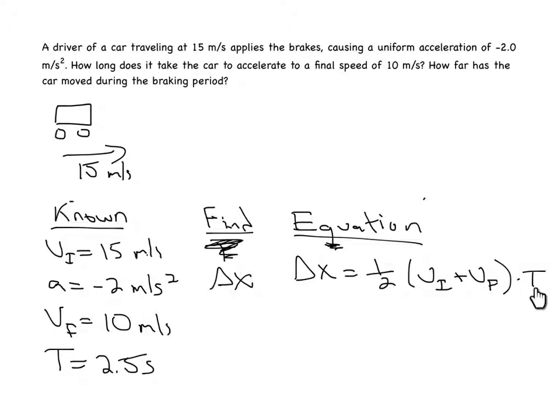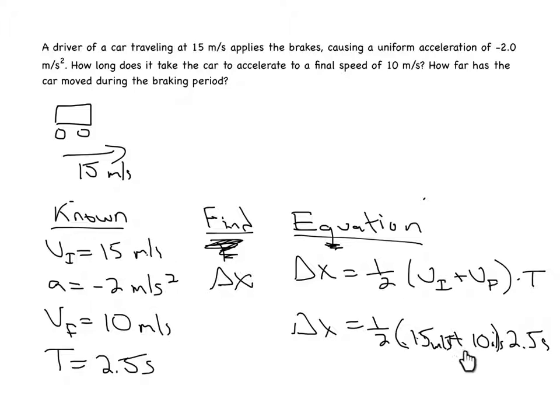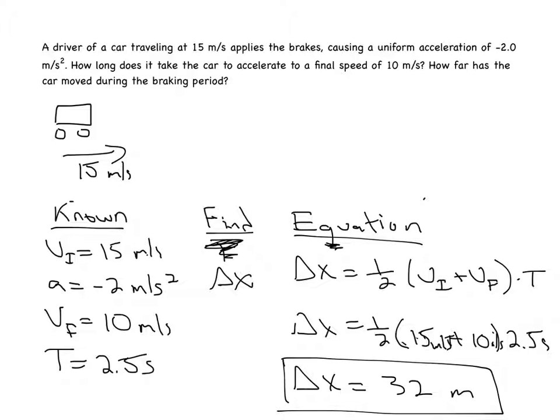So we're going to plug VI, VF, and T in. Delta x is equal to 1/2, and then VI is 15. It doesn't matter which order you write them since we're adding them, but just to be consistent, VI is 15, VF is 10, and the time is 2.5 seconds. I forgot my units here, meters per second, and that's a plus sign there. So now we have 1/2 times 15 meters per second plus 10 meters per second, times 2.5. And we solve that, and that gives us a distance or displacement of 32 meters for the car. Okay, so there's another problem. You can follow that and try some on your own.